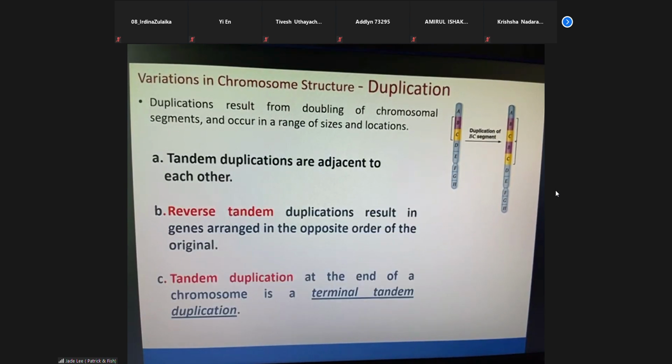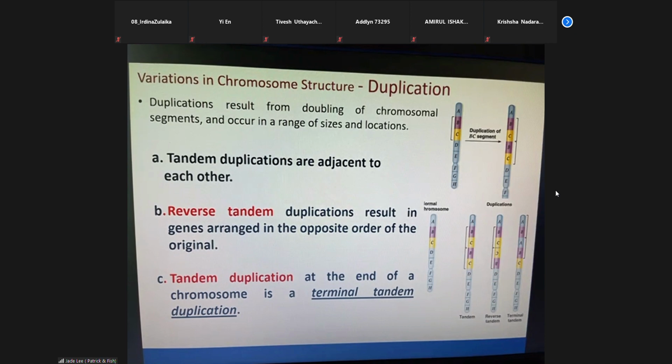Yeah. So there are tandem duplications that are adjacent to each other, and reverse tandem duplications result in genes arranged in the opposite order of the original. For example here, A, B, C, B, C. This one is okay, right? This is tandem, right? Alright?